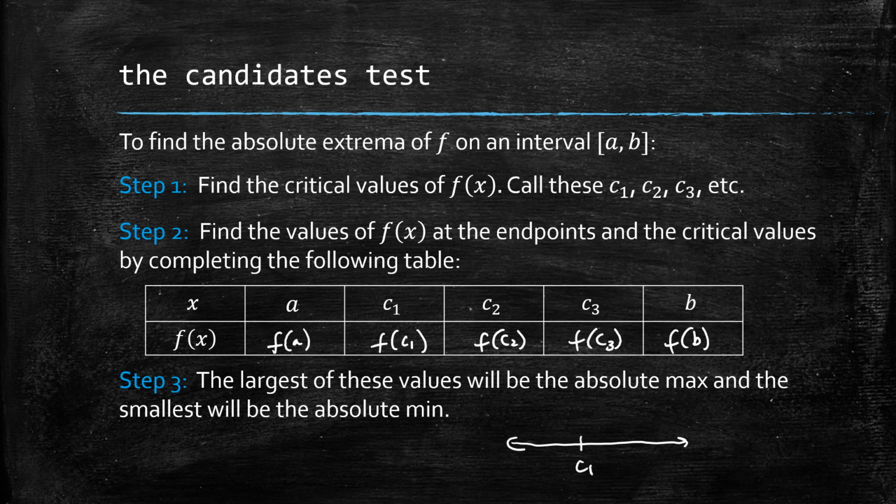Say for C1, we found that f prime changed from positive to negative there. Then we could say, okay, at C1 we have a relative max, but that doesn't help us determine whether it's also an absolute max. It would be additional work to do. We'd basically have to just do what's in the table. So we can bypass this and go straight to the candidates test for establishing the values of the absolute max and min of a function.